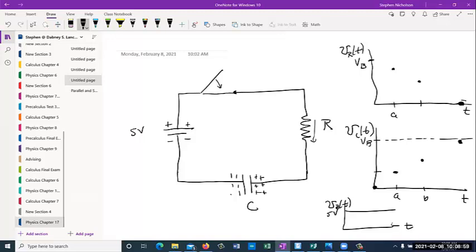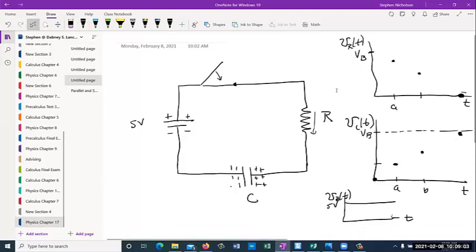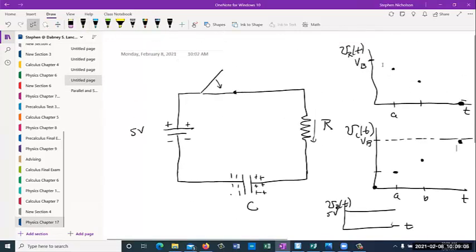So the question is, what do these curves look like? What is the form of the shape of these curves? We have the general idea. This is going to start at the battery voltage, and it's going to drop off, and ultimately it'll approach 0. This one's going to start at 0, and it's going to increase, and at some point it's going to approach the voltage of the battery.